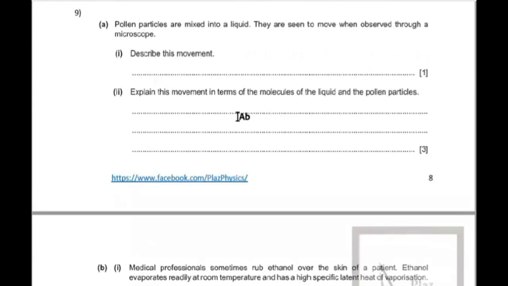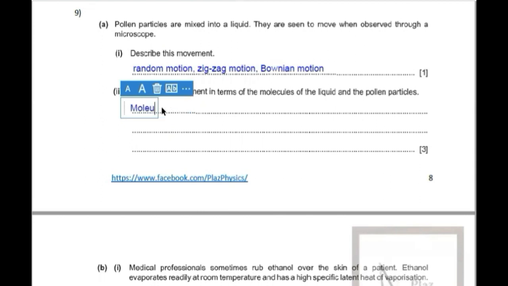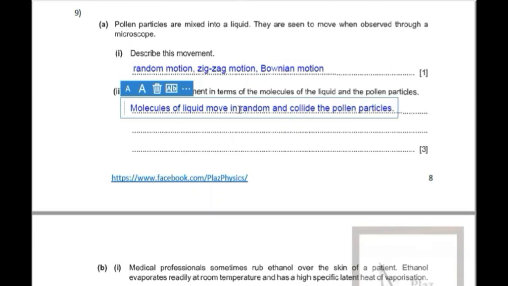Okay, this one is particle. Observe, describe the motion: random motion, zigzag motion, Brownian motion. Describe the motion in the liquid and explain. So molecules of liquid move in random and collide with the pollen particle. Random and fast, you can say fast.